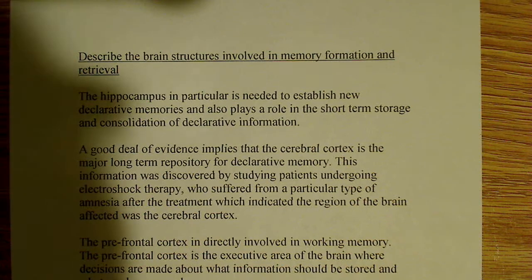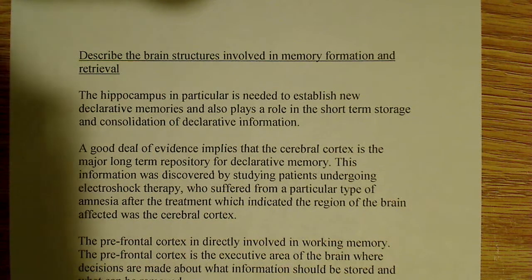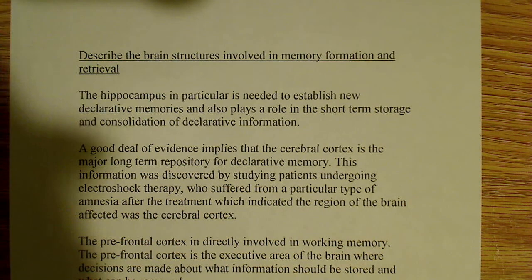Okay, I'm going to describe the brain structures involved in memory formation and retrieval. And there's several of them. So the first one I want to talk about is the hippocampus. I don't have any pictures, but if you're interested, just Google it. It's really easy to find. So the hippocampus in particular is needed to establish new declarative memories.